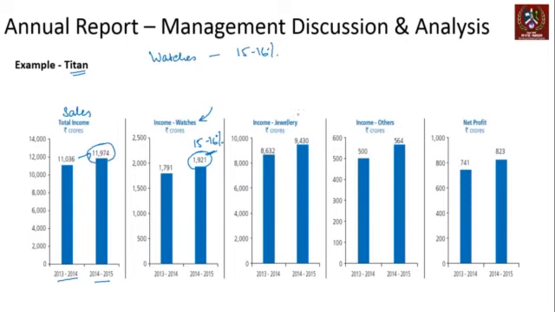Where is the bulk of the revenue coming from? The bulk of the revenue is coming from the jewelry segment, right? Some of us may not even know that they sell this much jewelry, which is about 9,000 odd crore out of the entire amount, close to about 79 to 80% of the total income coming from the jewelry segment.